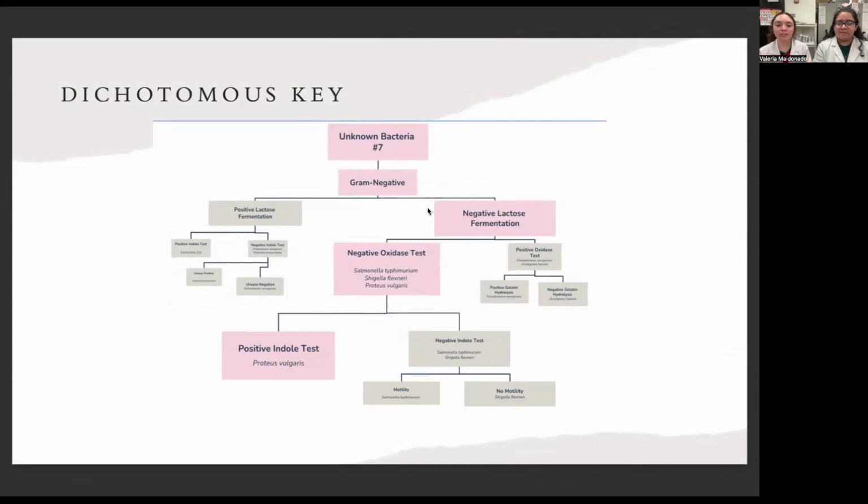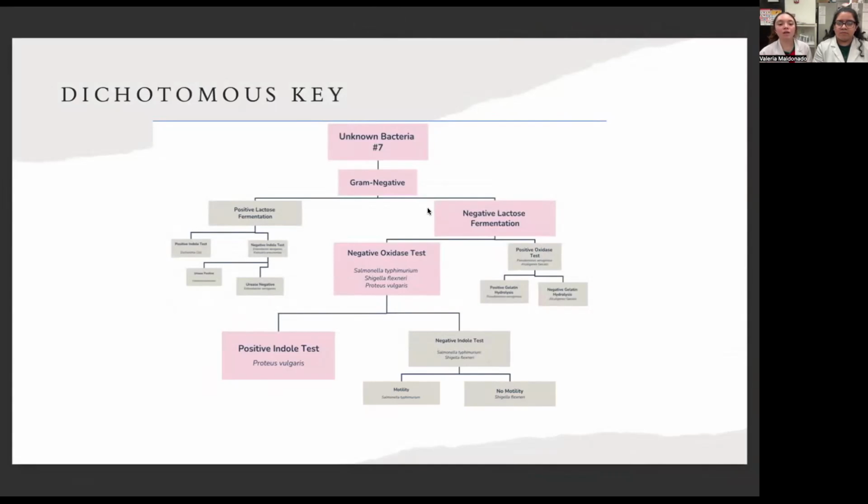This is just a broken-down version, a map of how we figured out our unknown. As Valeria said, we used AI to help us create our dichotomous key, and that helped us break it down and make it simple for us. And then we did actual testing to confirm our results.